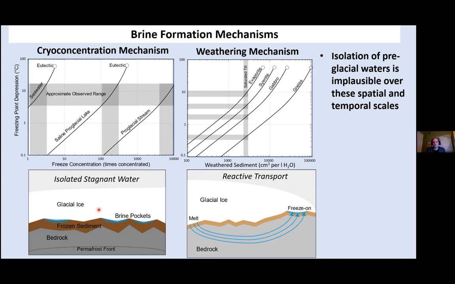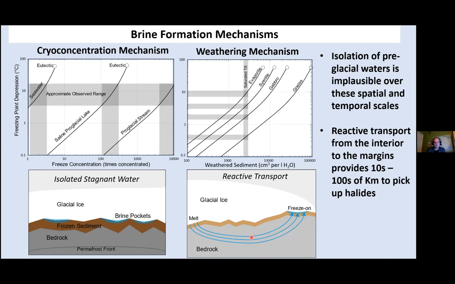would be isolated pockets. It seems to me that the cryological hydrological system would connect to them over time, and that this reactive transport mechanism picking up halides on the way seems more likely. It could also pick up some heat depending on how deep this groundwater system went.